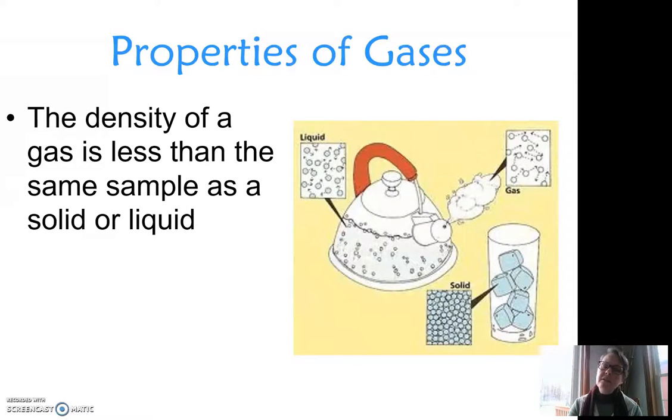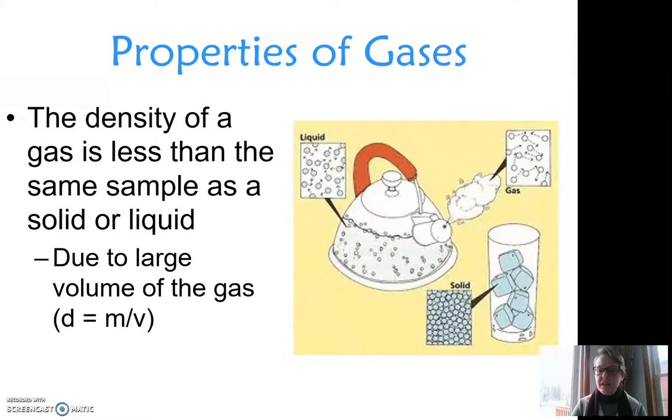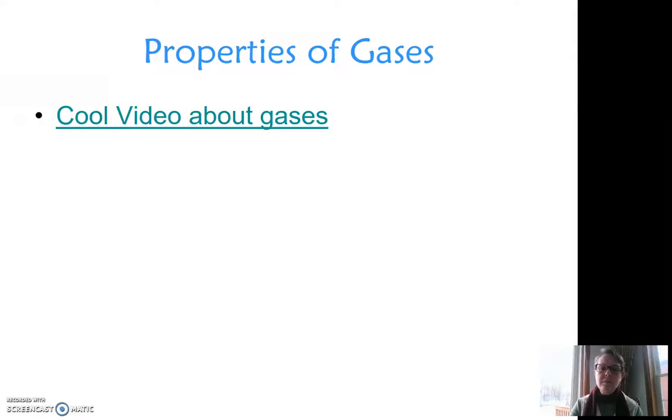The density of gas is less than the same sample as a solid or liquid. That is because the gas takes up a very large volume, and since volume is in the denominator of the density formula, it's inversely proportional.